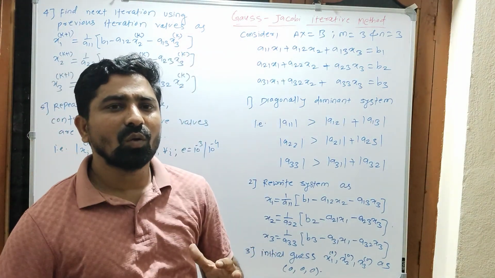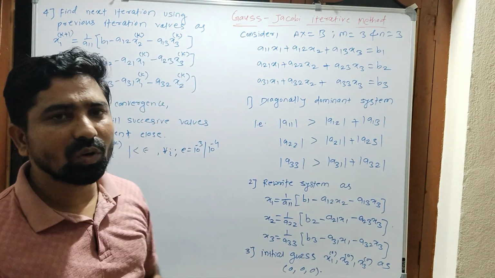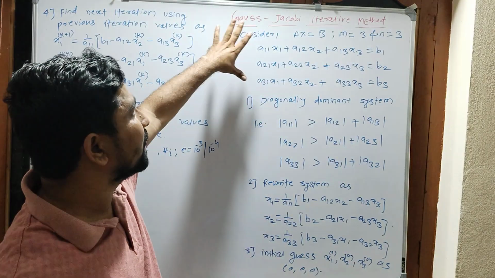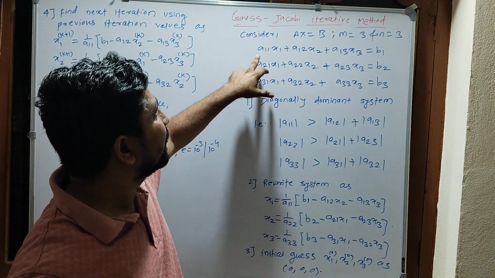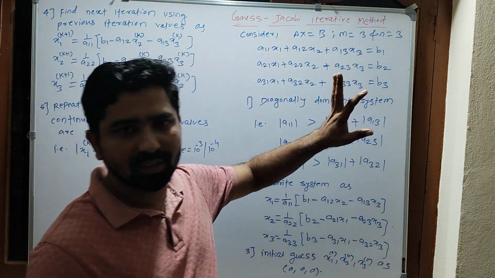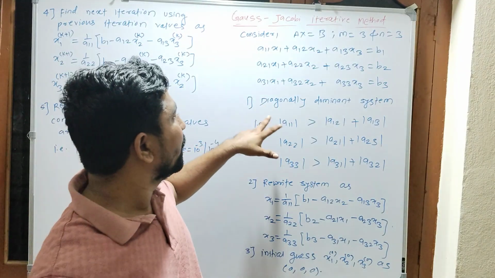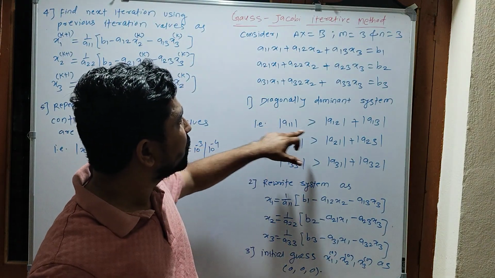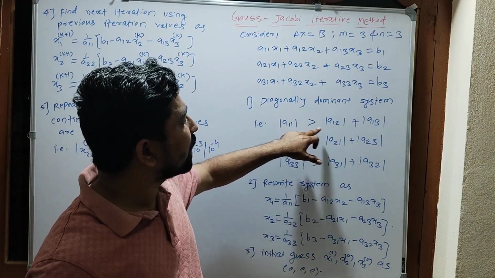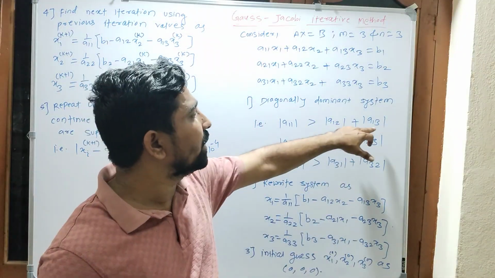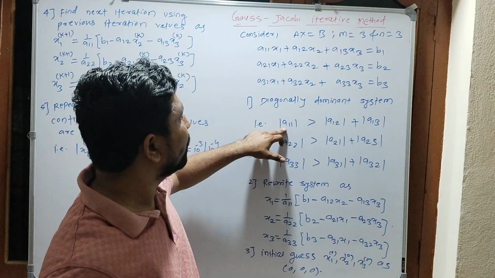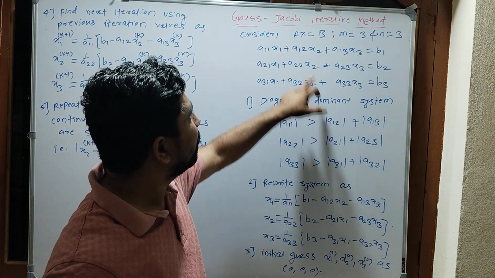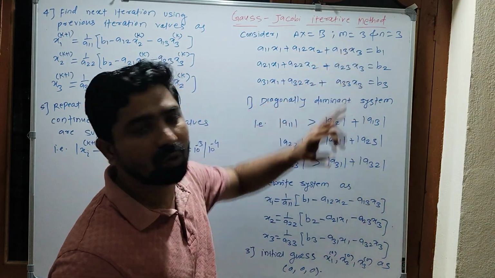So the first condition for the Gauss-Jacobi iteration method is that the system should be diagonally dominant. What is meant by diagonally dominant? In the coefficient matrix, the diagonal entries are a11, a22 and a33. Now the absolute value of the diagonal entry a11 should be strictly greater than the absolute value of the remaining elements in that row.